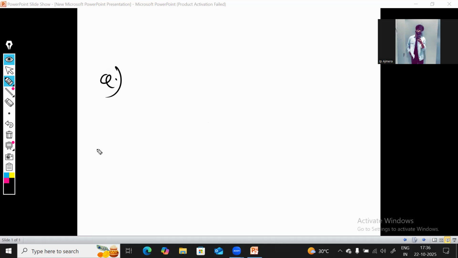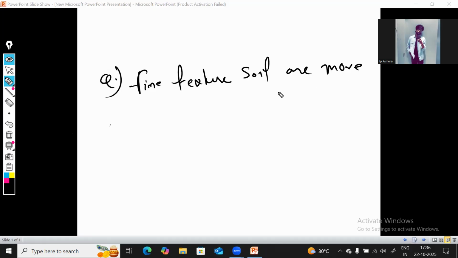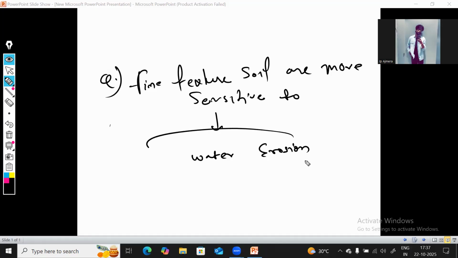Fine texture soils are more sensitive to... The answer would be water erosion. We already discussed the reason why water erosion is dominant in fine texture soil. If you want to know the reason behind it, you can go to the lecture on soil texture. There we discuss lots of things regarding this.